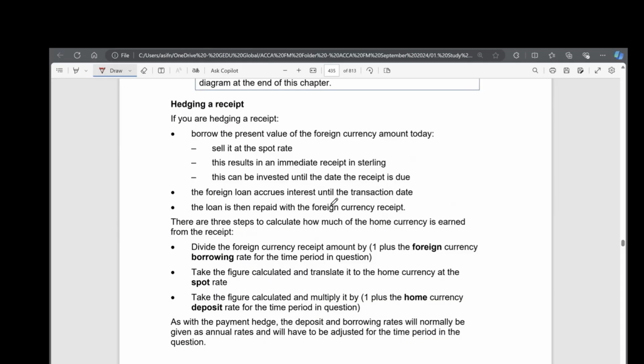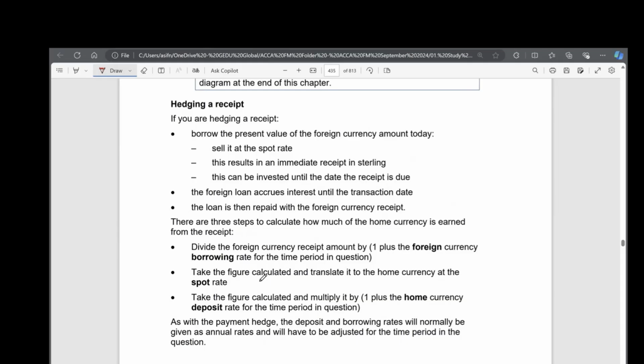We are receiving 1 million peso. So borrow today the present value of the pesos, convert into your home currency today, and deposit into the home currency bank account. Because you borrow in the foreign currency, you borrow the present value of the pesos only. After 3 months, this will be exactly equal to the money that you're expecting to receive. When you receive, pay the loan and withdraw the money that you deposited into the local bank account.